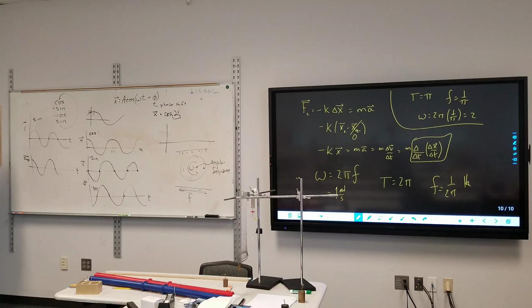Questions so far? Why is it called simple? Because it goes on forever. If you brought in damping, the fact that it does eventually stop, you now are dealing with a cosine function multiplied by some sort of damping factor, usually some exponential. And that is not simple.